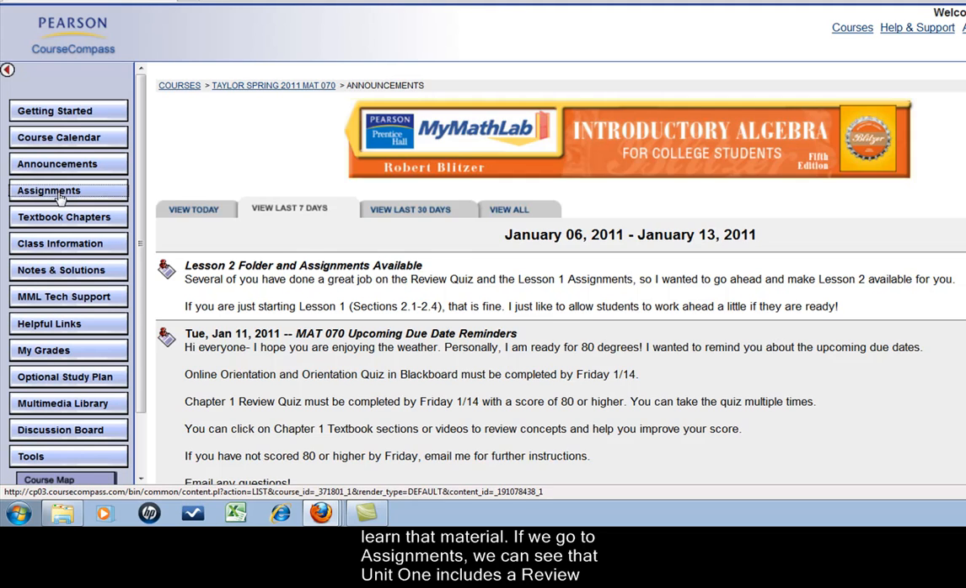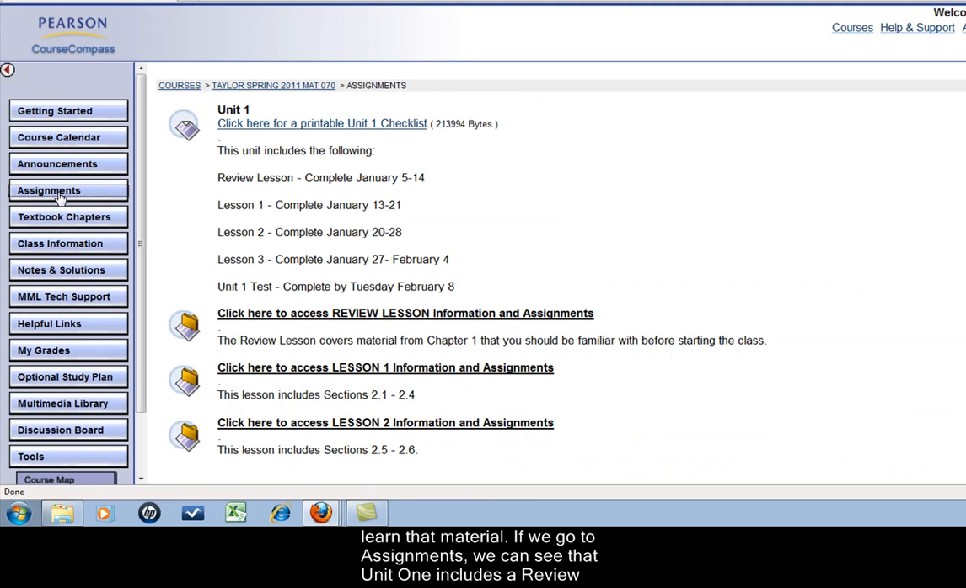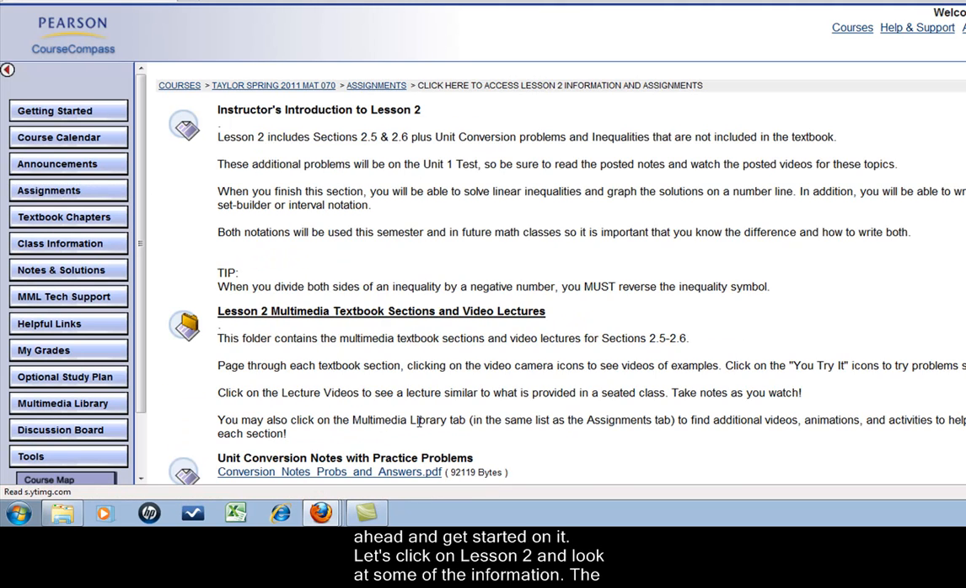If we go to assignments, we can see that Unit 1 includes a review lesson, Lesson 1, Lesson 2, Lesson 3. The Unit 1 test has to be completed by Tuesday, February 8th. Most of you have already finished up the review lesson. A lot of you are close to finishing Lesson 1, and Lesson 2 is now available, so if you're working ahead, you can go ahead and get started on that. Let's click on Lesson 2 and look at some of the information.